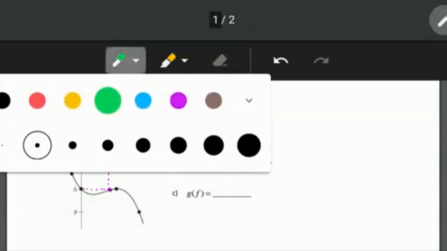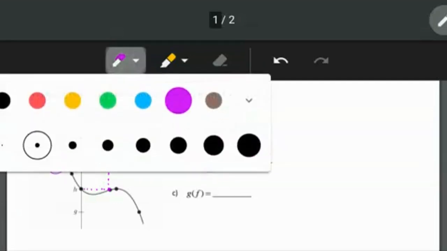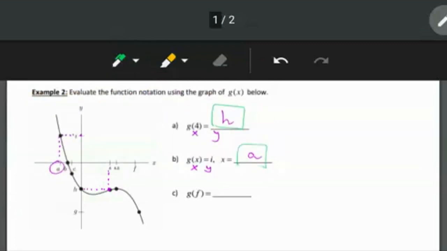All right, let's look at part B. We don't know the x value, but we know the y value is i. We need the x. So look at your y-axis. This is a y value of i up here. If we kind of follow that over and follow it down, the x value that goes with it is a. So a is your answer.